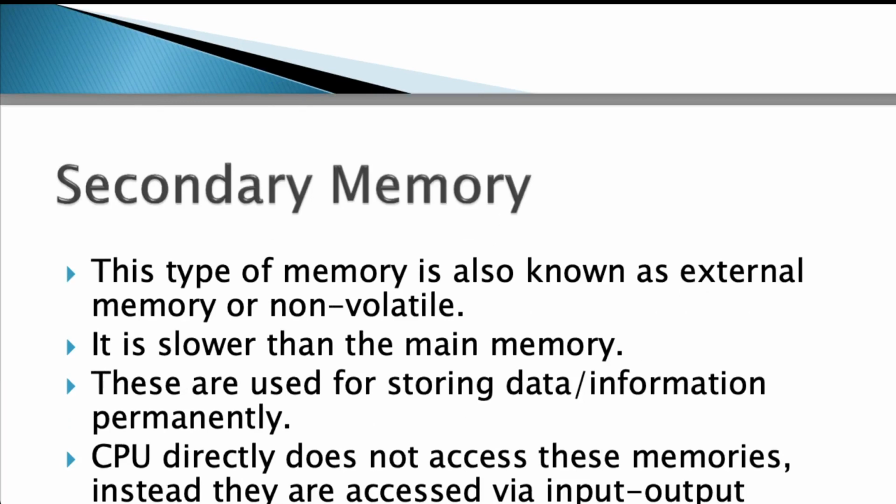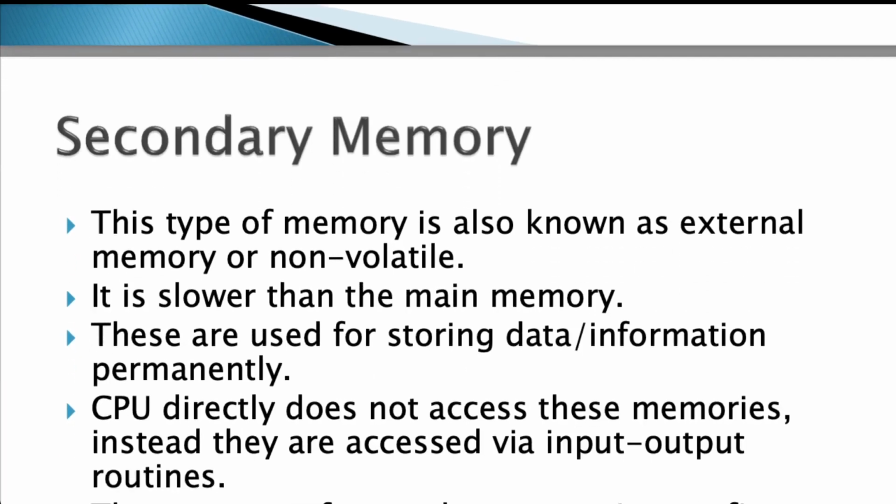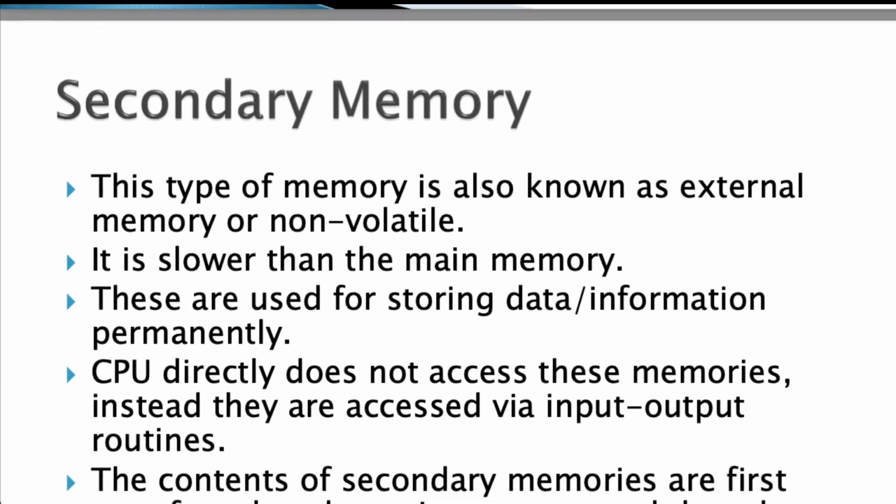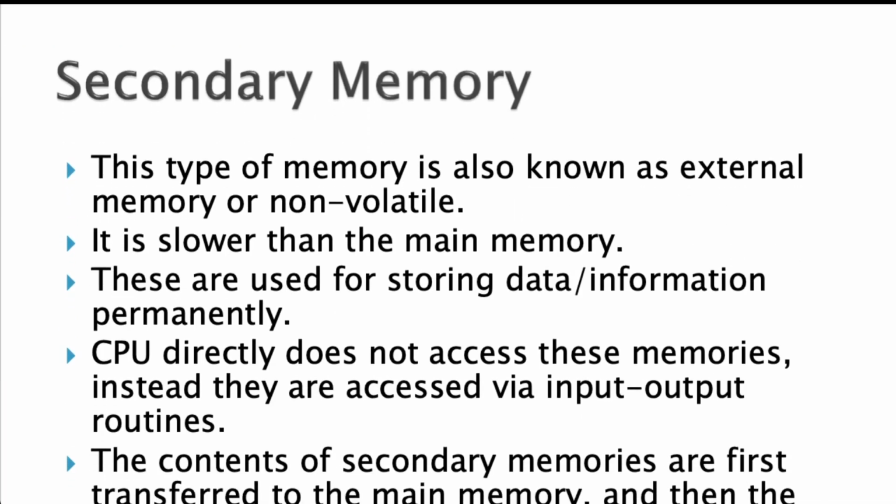Then you have the secondary memory. The secondary memory is basically called an external memory, and it is non-volatile, meaning even if you turn off your computer, the data that is stored in a secondary memory is not lost. Still, this secondary memory is also slower compared to the main memory. But the advantage of the secondary memory is that it is used to store all kinds of data in a permanent fashion.